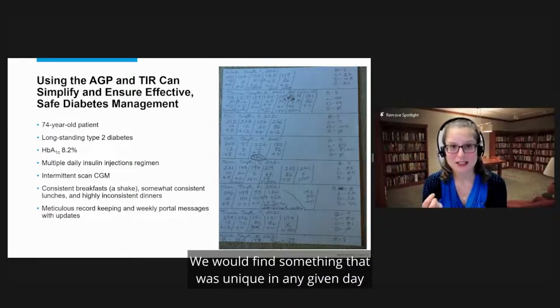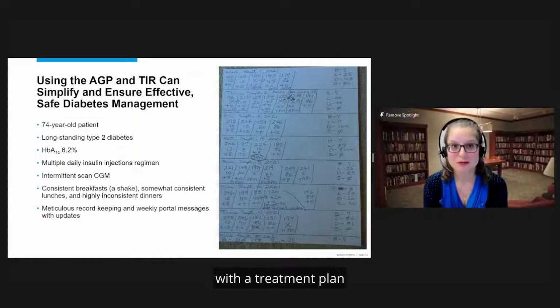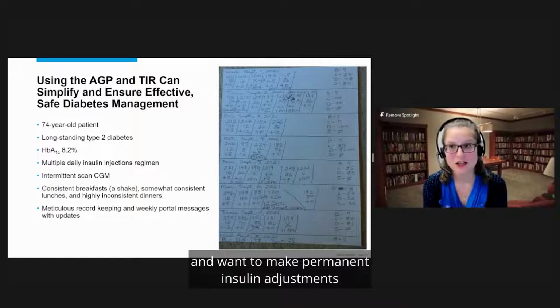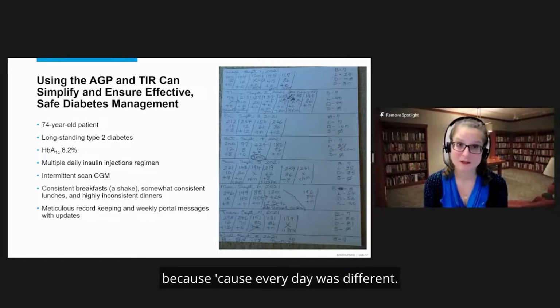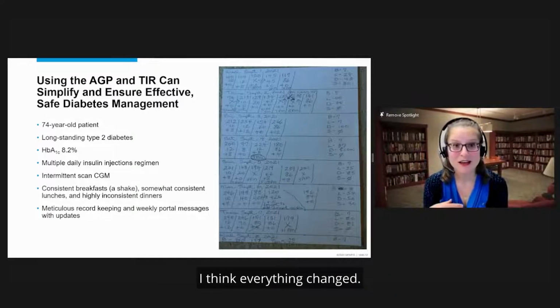We would find something that was unique in any given day and find it challenging to really come up with a treatment plan that she would really buy into and want to make permanent insulin adjustments, because every day was different. Now, when we got her connected to a continuous glucose monitor, I think everything changed.